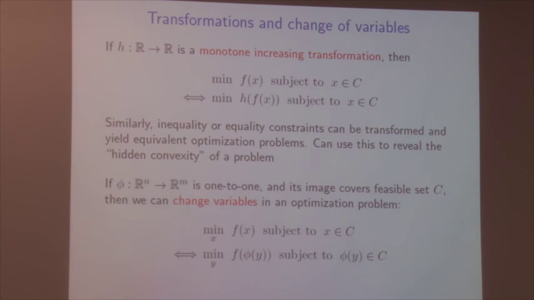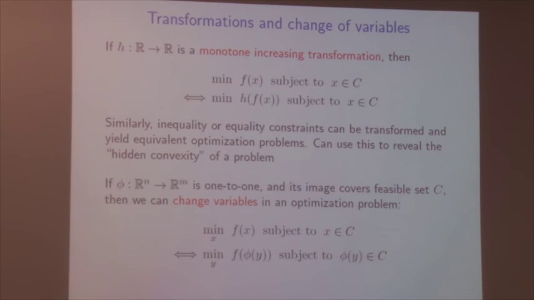So this also can be used on our inequality constraints and our equality constraints. And that can sometimes make a problem easier to solve, or convex when it didn't appear convex before. We're going to see an example of this much later. Another thing we can do is change variables.